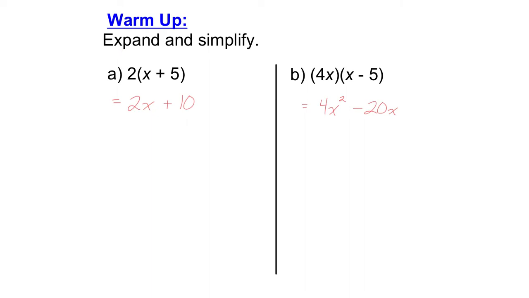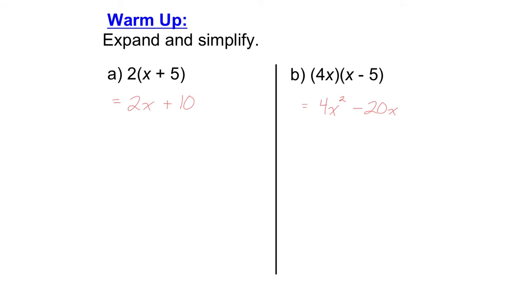Expand means multiply it out. So if you see a number in front of brackets, it just means each term inside the brackets is multiplied by the number in front. So 2 multiplied by x is 2x. 2 multiplied by 5 is 10. So this is 2x plus 10.